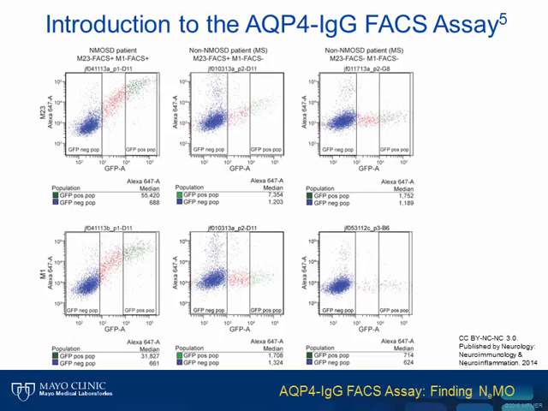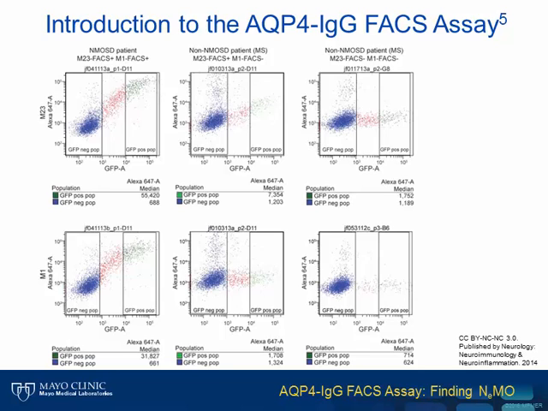Again, I'd just like to show you, this is a FACS assay. These are the results. Here I'd like to demonstrate how one can have a false positive test result on a FACS assay. So the top group of FACSs are using the M23 isoform. The bottom group are using the M1 isoform. In the left panel, you can see an NMO spectrum disease patient that is positive on both the M23 FACS and the M1 FACS.